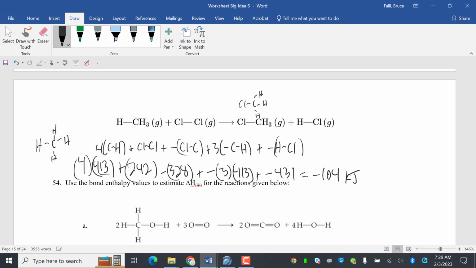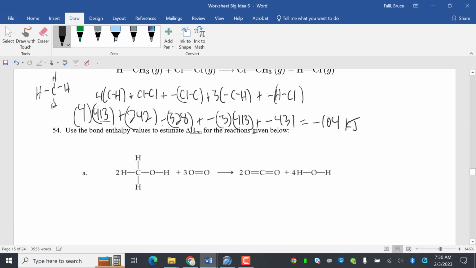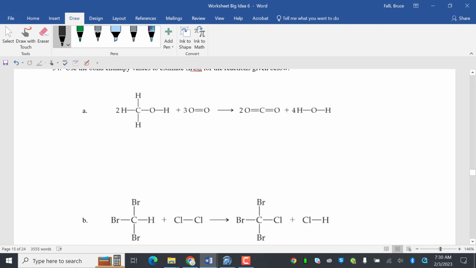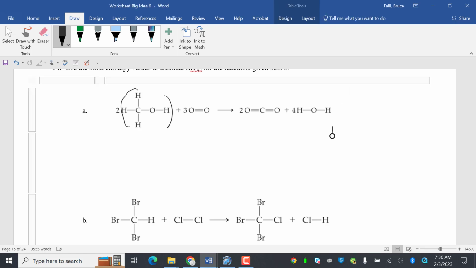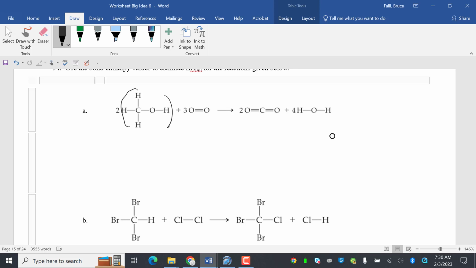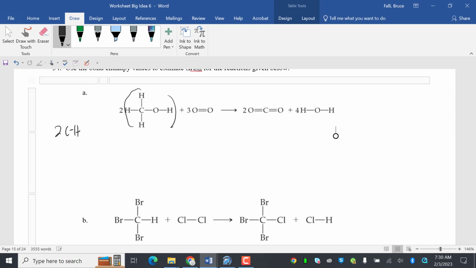That would be kilojoules. Use average bond enthalpy values to estimate delta H of the reaction given the numbers below. So same deal. This 2 right here means I've got to double all of these. So if I see C to H, it's going to be 2 times 3, so 6 C to H, right? I got 2 of these, 6.